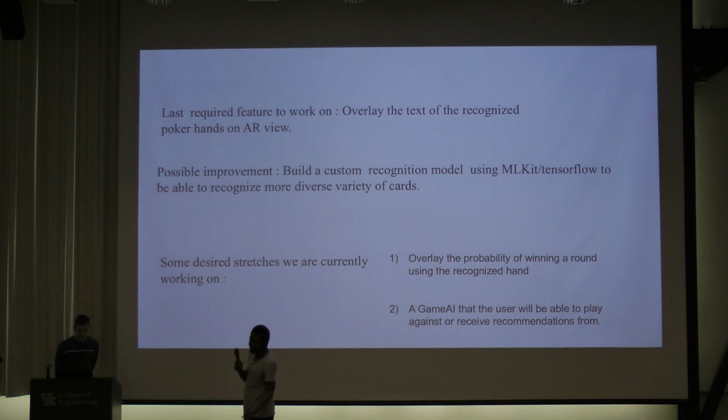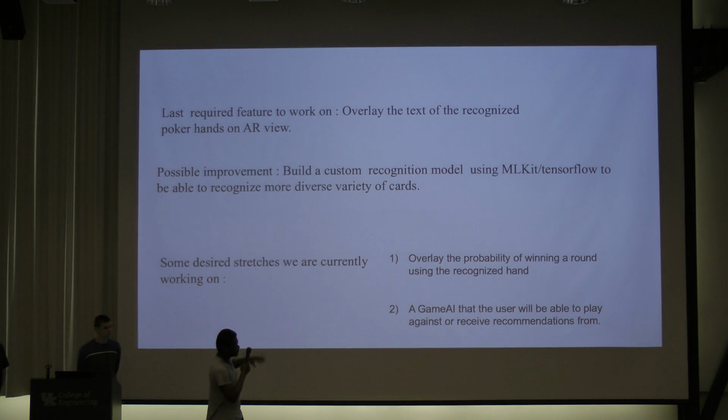The only required feature from the customer that we still have to implement is to overlay the text on the view. To do that, we need to use OpenGL. I've been learning OpenGL for the past week or so because none of us has an OpenGL background, and it turns out that it's actually pretty hard to draw text in OpenGL. You need to use bitmaps, and each text character is a single image.